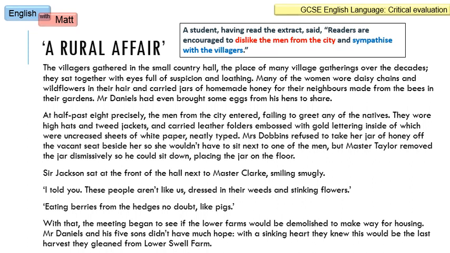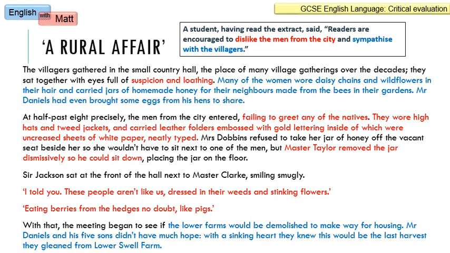Okay, so you can pause this video now to find evidence that we either dislike the men from the city, or, alternatively, we prefer the villagers. The men from the city are Sir Jackson, Master Clark, and Master Taylor, and the villagers are Mr. Daniels and his 5 sons, and Mrs. Dobbins. So those are the 2 groups of characters. This is about critically engaging with the extract and finding evidence that we could then use to support the quote in the top box, the question.